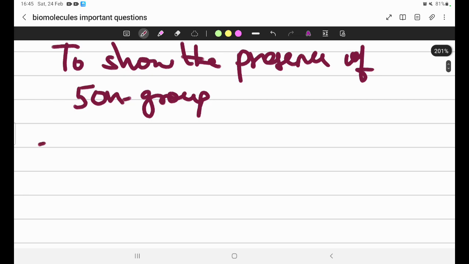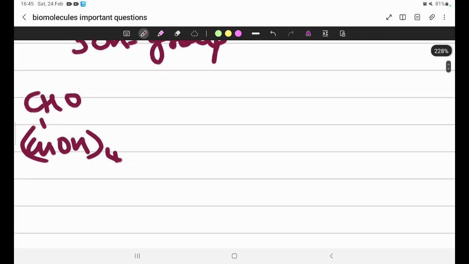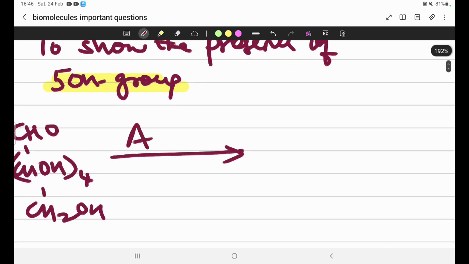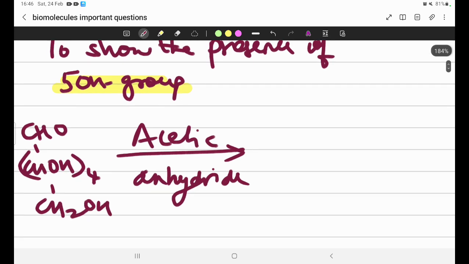You can use the formula again, CHO, CHOH the whole 4, CH2OH. How do you show the presence of the 5-OH group? You can do it with the help of something called acetic anhydride. Now let us see how to do this one.